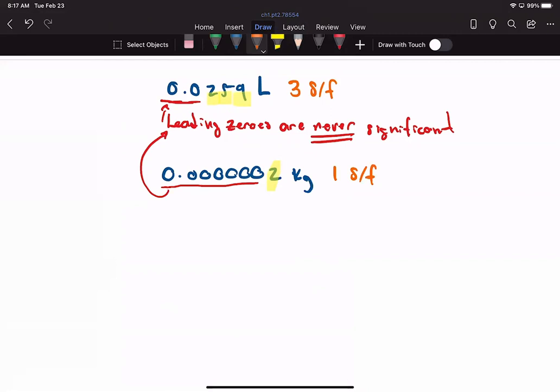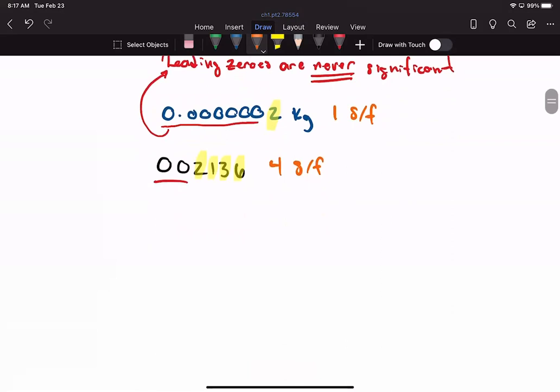The decimal isn't even required. I could simply write this, right? Decimal's not even required, but these zeros are out front. Again, these are leading zeros. The only thing that I'm going to count are these non-zero numbers, and I end up with four significant figures. So that's one type of measurement when we're dealing with zero. Leading zeros, never significant, never any exception to that rule.